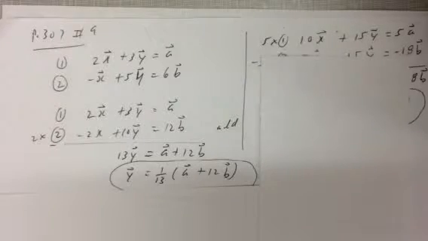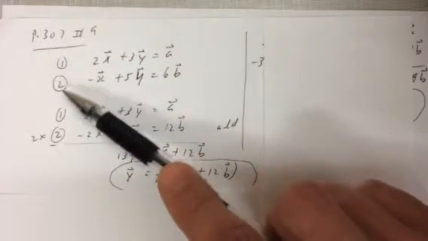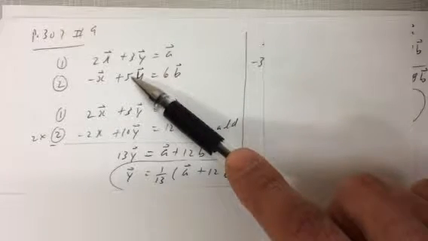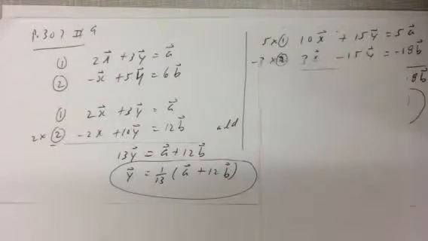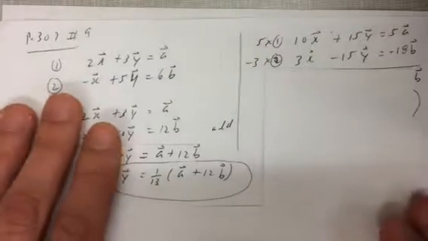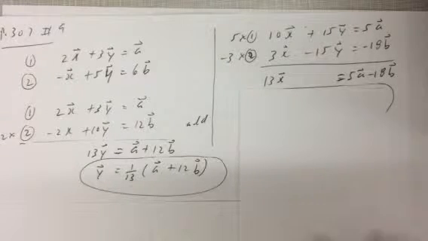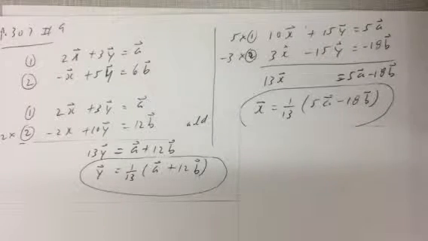Doing the same thing with eliminating the y, I'm going to multiply equation 1 by 5 and equation 2 by 3. That way the coefficients of the y's will be 15, and I'll be able to eliminate them. Actually, I'm going to multiply equation 2 by negative 3. Okay, so when I do that, here are the new equations that I get. When I add those equations, I get 13x equals 5a minus 18b. Then dividing both sides by 13, here's vector x in terms of a and b. And that's number 9.